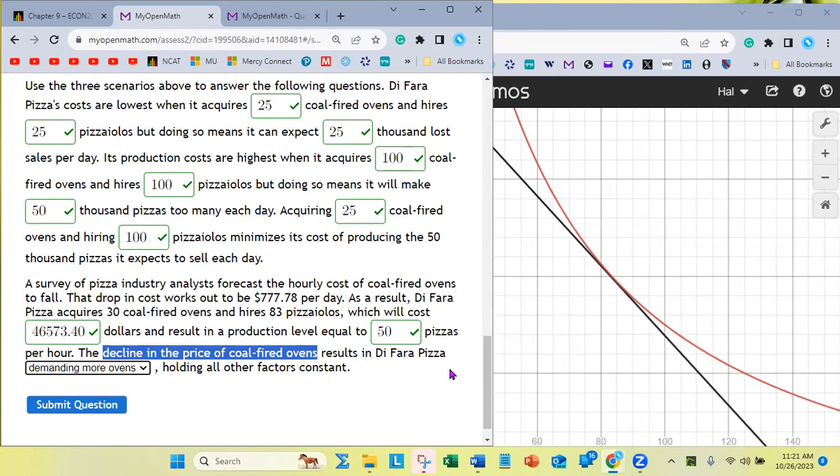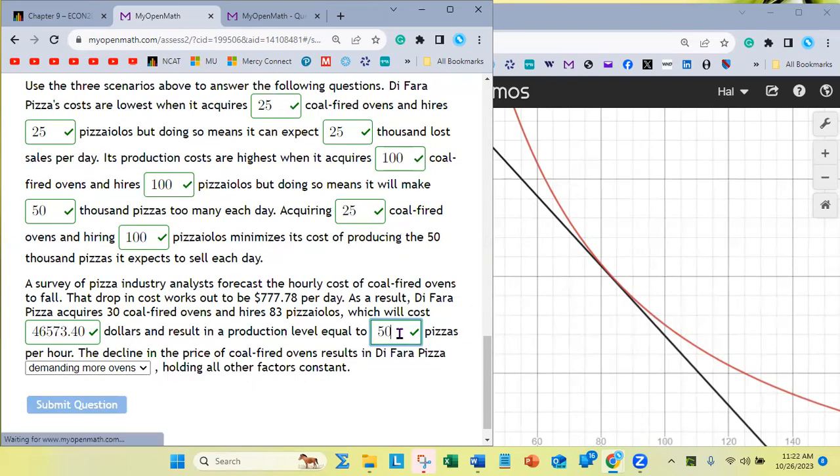When the price of coal-fired ovens goes down, we're going to acquire more ovens. We're going to substitute from labor to ovens. Maybe these ovens are automated. And then we hit submit, to see if we're done.